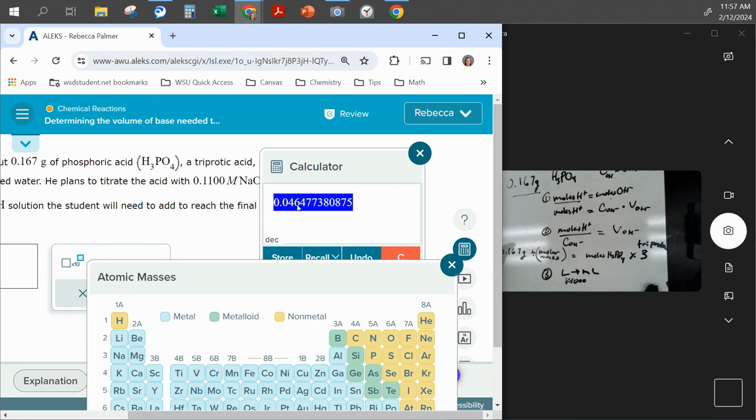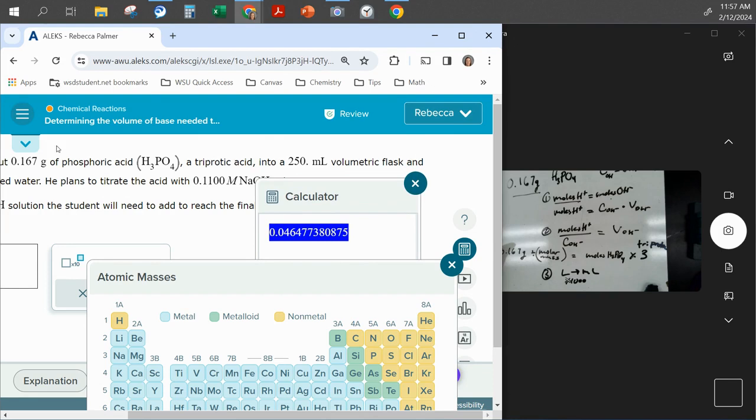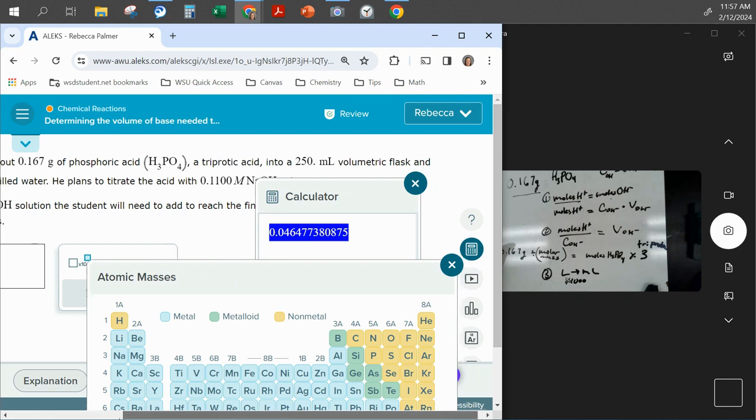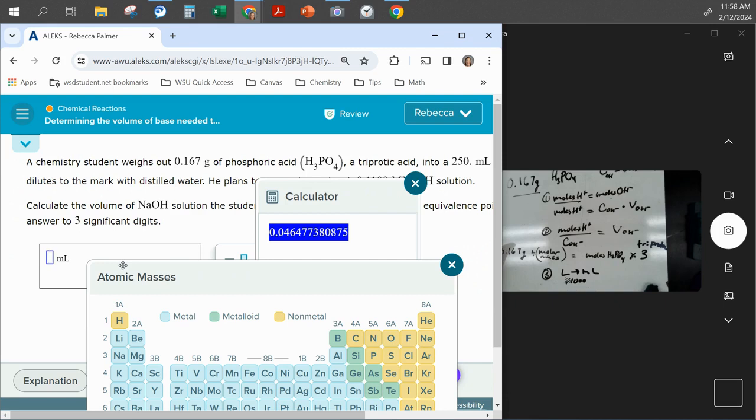One, two, three. Of the two values, this one has 3 sig figs, this has 4. So my answer can have 3 sig figs. So this will be 46.5 milliliters of base. 46.5.